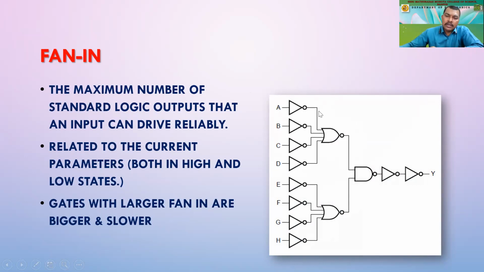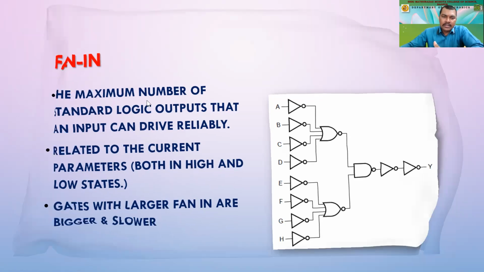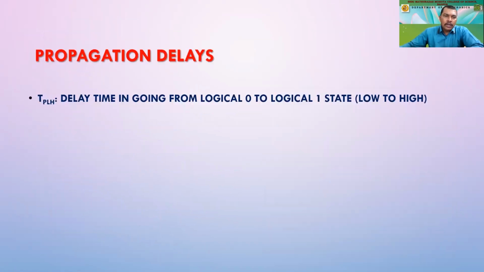So if I connect 4 gates to a single input, then what happens to it? So that is the fan-in structure of it. It means how many inputs can be given to a particular gate. That is called fan. Now some more definitions are there.